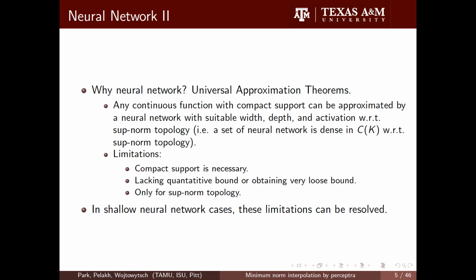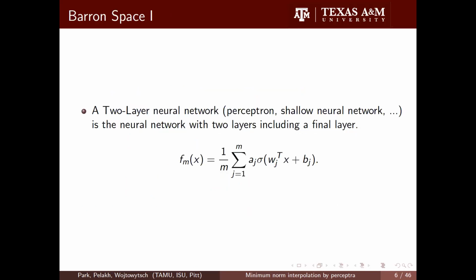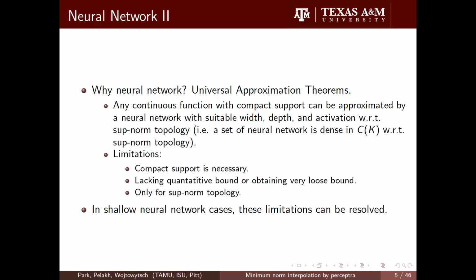So these are the theoretical guarantees to use neural networks, but as we just mentioned, some of them are not very desirable. In shallow neural network cases, these limitations can be resolved, and this is one of the contributions of our paper. So now I'm moving to the shallow neural network. Is there any question for general neural networks?